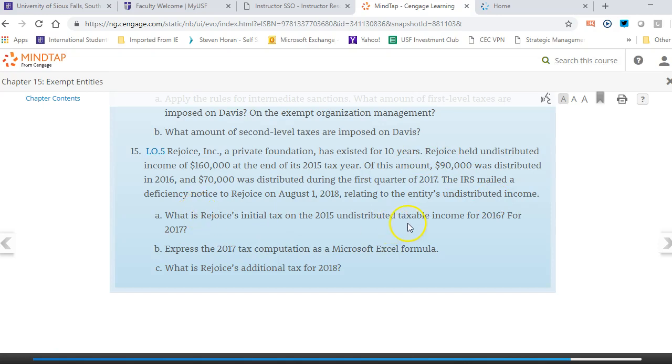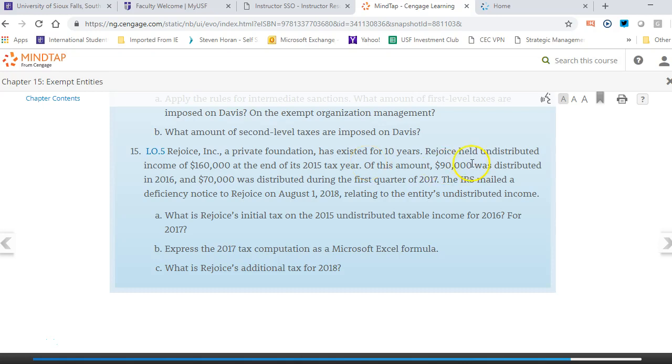So it's a trick question because they're trying to set us up for a scenario here. The answer is that the initial tax applies for Rejoice for the 2015 undistributed taxable income to the extent that it's not distributed by the end of 16. So take a look here and see what the dates are. They basically have until the end of 16 to distribute that. Income in 15 was 160, which means by the end of 16 it has to be distributed.